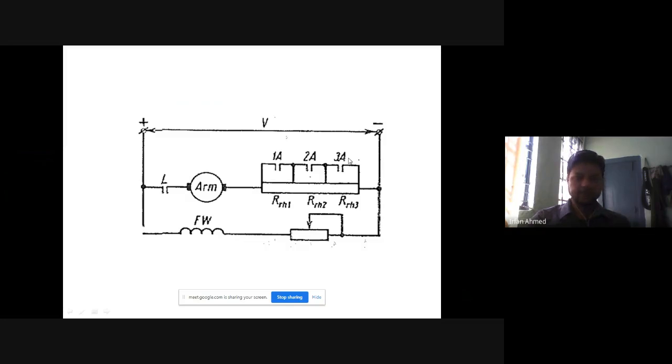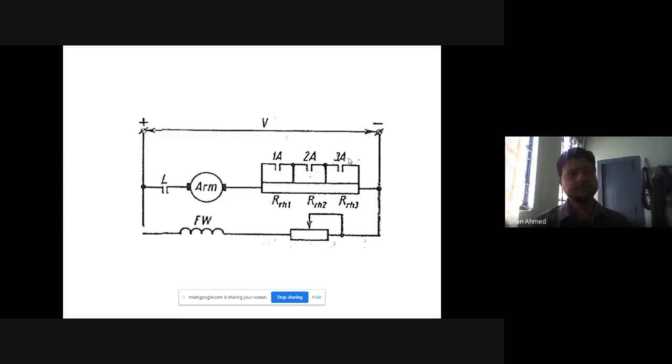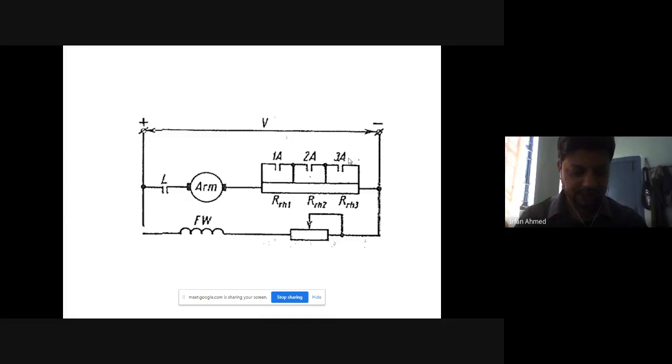I hope all of you have studied contactors in your UG course. Is that correct? Have you or have you not? Sumit, did you study contactors in your UG course? Yes, sir. Suman? Yes, sir. Okay, so all of you know what contactors are.